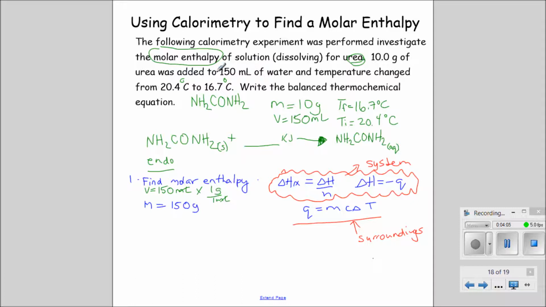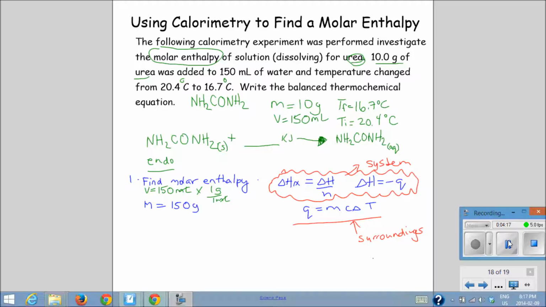My surroundings is the water. I'm not going to add 10 grams of urea because urea is my system. And because urea is my system, it doesn't go into the mass of my surroundings. It's really important that you understand that.